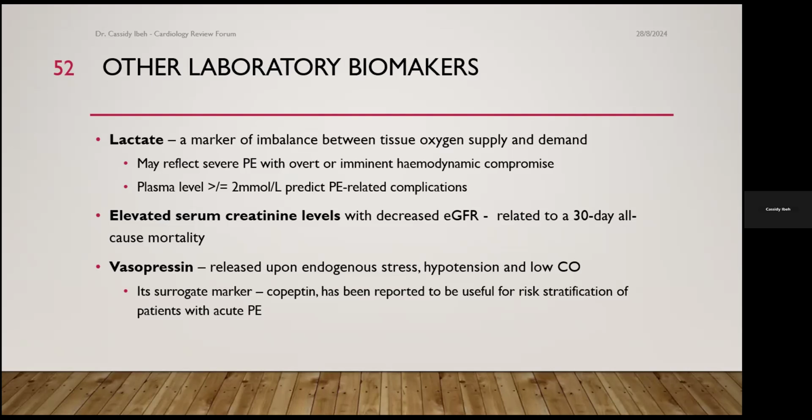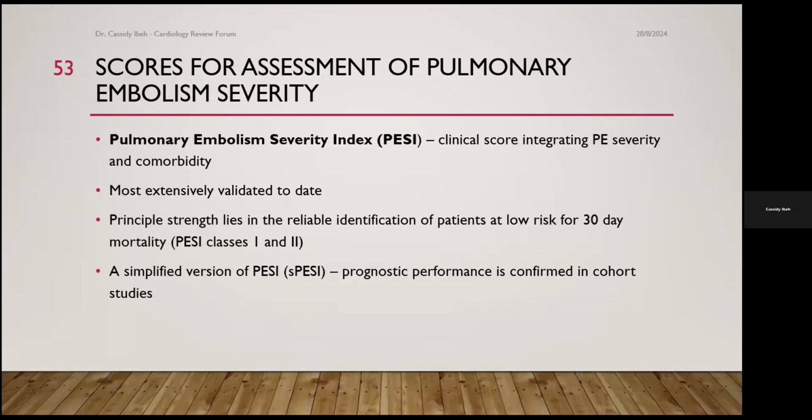Now, vasopressin, which is released upon endogenous stress, hypotension, and low cardiac output, is a surrogate marker. Its surrogate marker, copeptin, has been reported to be useful for risk stratification of patients with PE. Now, scores for assessment of pulmonary embolism severity. You have the Pulmonary Embolism Severity Index, which is a clinical score integrating PE severity and comorbidity, and is more extensively validated to date. Its principal strength lies in the reliable identification of patients at low risk for 30-day mortality.